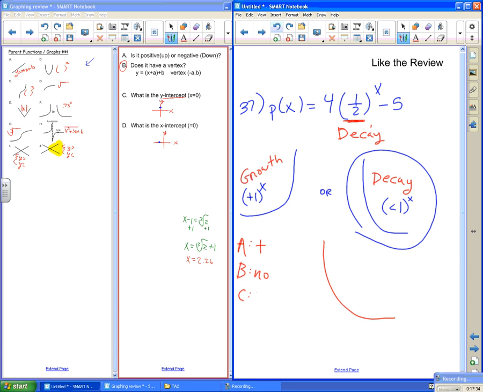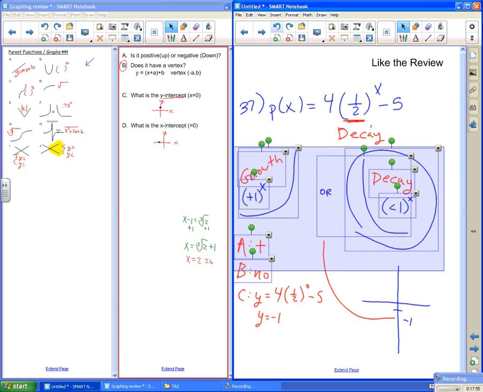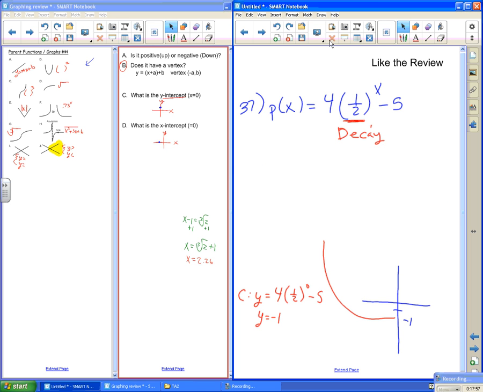C, if I plug in 0, what do I get? Well, if I plug in 0, I get y equals 4 times 1/2 to the 0 minus 5. So that gives me, after I do the calculation, that it's negative 1. So right up the bat, I know what my y has got to be. My y, which is here, it's got to be negative 1. I'm going to get rid of this stuff. I don't need it anymore. I don't really know what this graph looks like or where these things fall, but I do know that this has to hit negative 1 somehow.